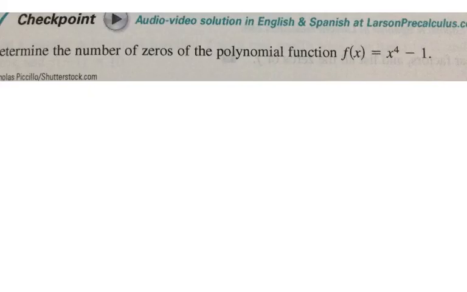Okay, so it tells me here, determine the number of zeros of the polynomial function f of x equals x to the fourth minus 1. So it doesn't ask me to find out what they are, just how many are there. How many zeros are there? 4.